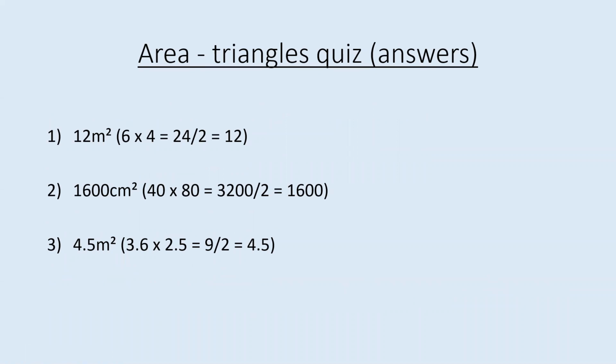And the third triangle had an area of 4.5 meters squared. 3.6 times 2.5 equals 9. Divide that by 2 to get 4.5.